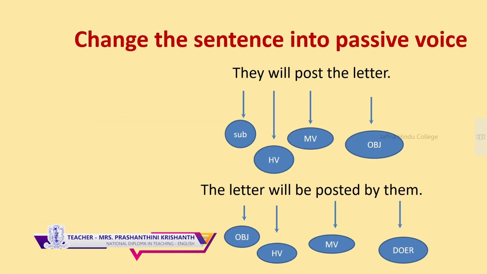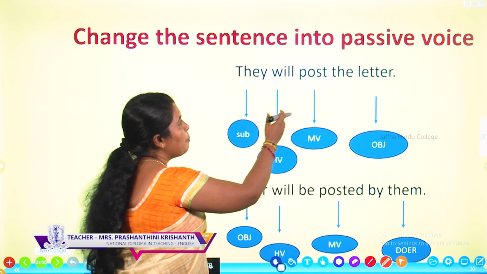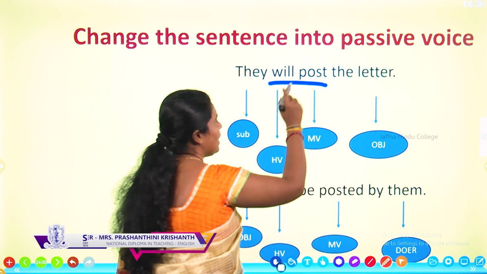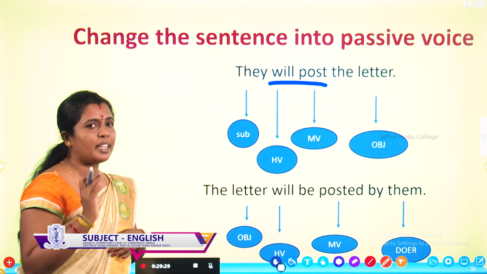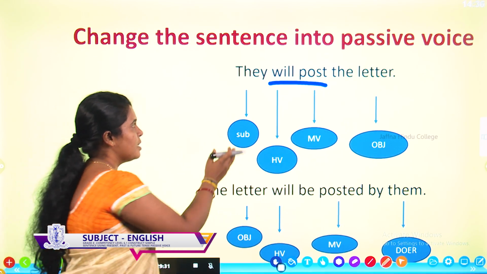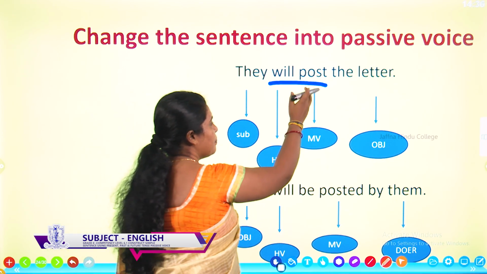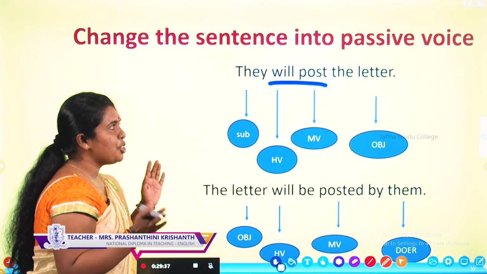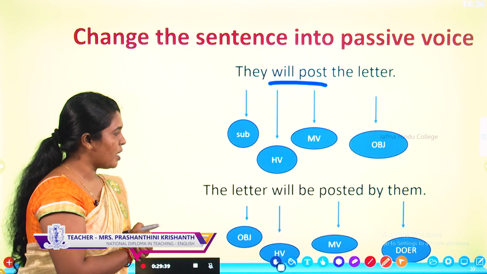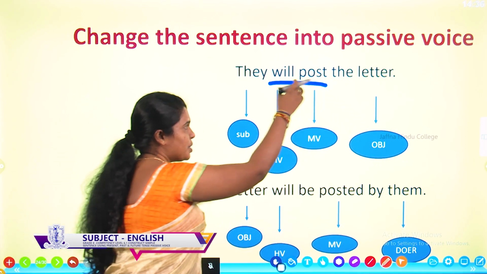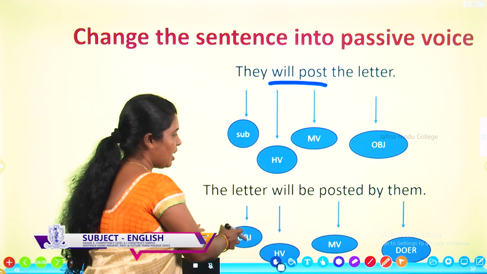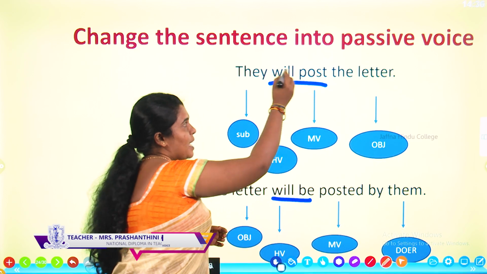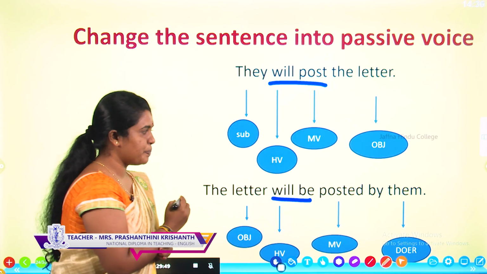More examples. They will post the letter. Will post. So, definitely it is a future tense sentence. Subject, helping verb, main verb and the object. How will you change this sentence into passive voice? You have to take the object here. The letter will be. What is the past participle form of post?